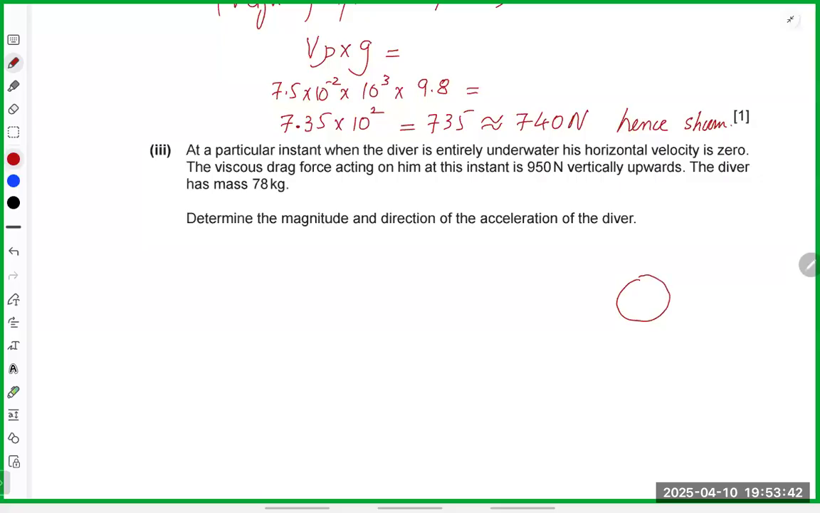So this is the diver. What forces are acting in what direction? There is a downward force of weight, which is 78 g newtons. Upthrust is 740 newtons. And the viscous drag is 950 Newton upward.